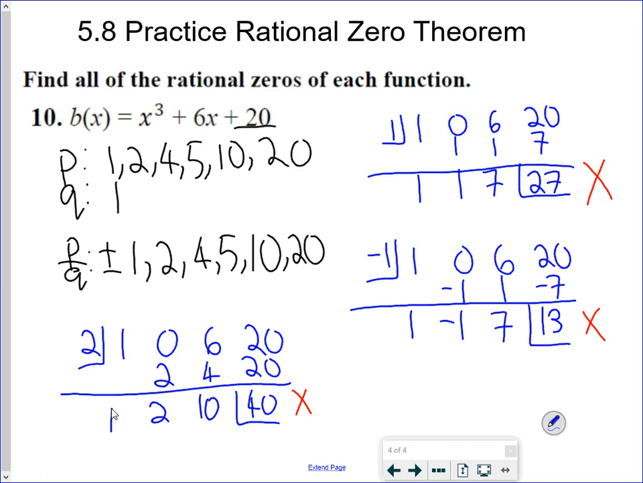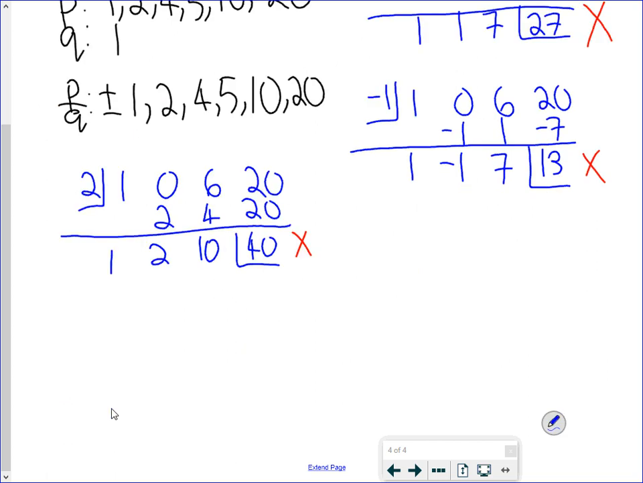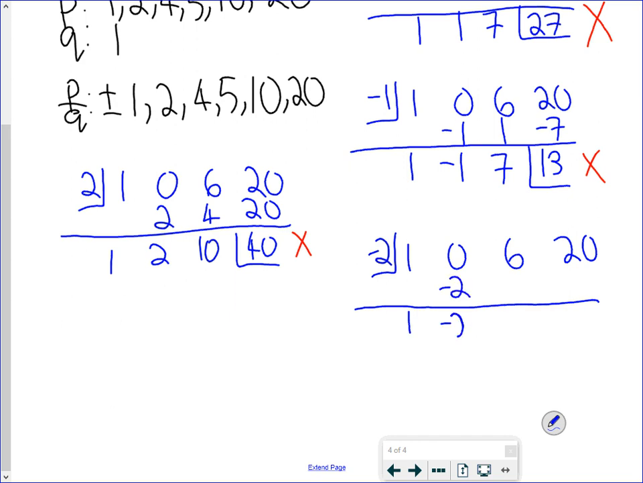Okay, so now let's try -2. So -2, with 1, 0, 6, and 20. The 1 comes down. 1 times -2 is -2. Add those together. -2 times -2 is 4. Add those. 10 times -2 is -20. Oh, this might look like it works. We got a remainder of 0, which means this is a solution.